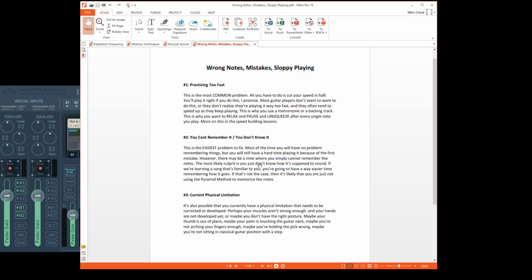So you're going to try to fix this by reading the tab, right? You're going to be like, man, I don't know how it goes. I'm going to try to read the tab and try to figure out how it works from the tab. But the problem is, if you don't hear how it's supposed to sound, you can't get it from the tab.